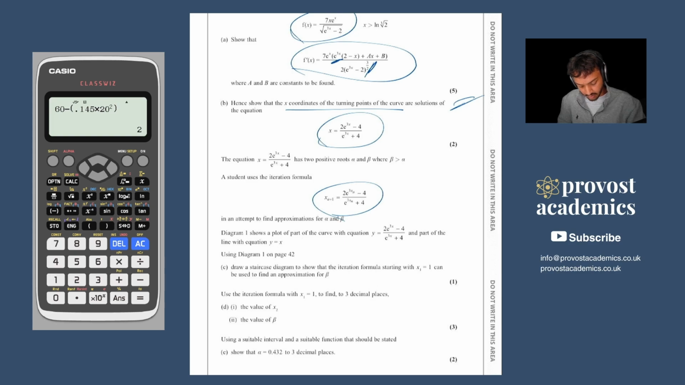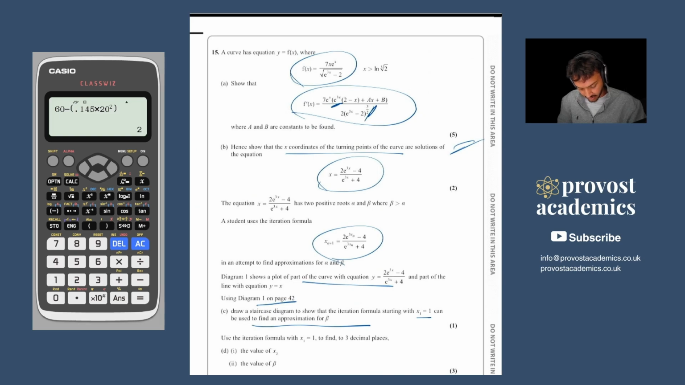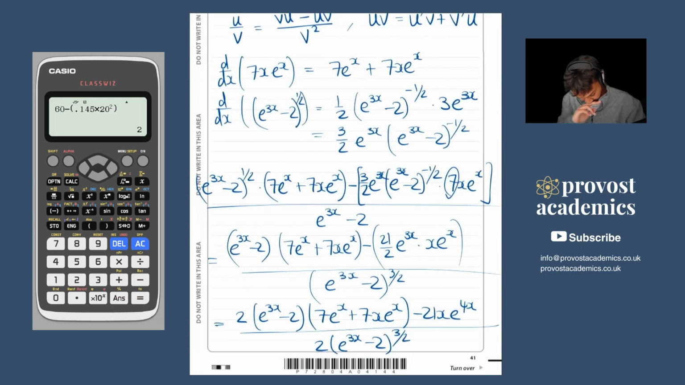Diagram 1 shows the plot of the curve. Diagram 1 is on page 42. Use a staircase diagram to show, starting from 1, how you can find the approximation for B. B being the other solution, correct? Yeah, so B is greater than A.